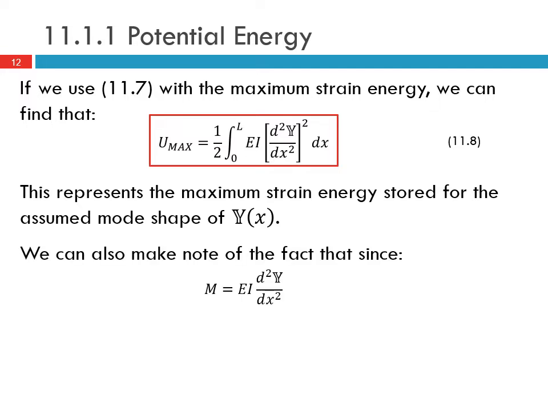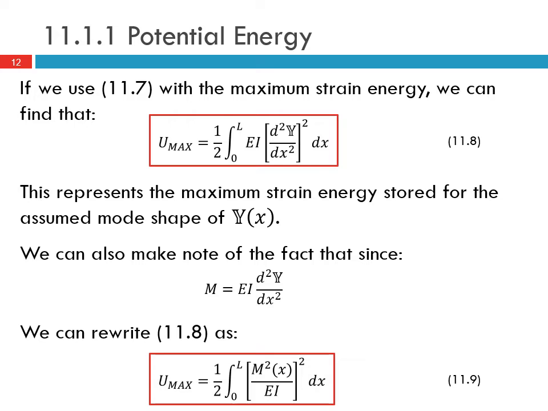And we can also make note of the fact that since M, the bending moment, is equal to EI d2Y by dx squared, we could write this as U max as 1/2 times the integral from 0 to L of M squared of x over EI dx. And this may be useful in some situations.